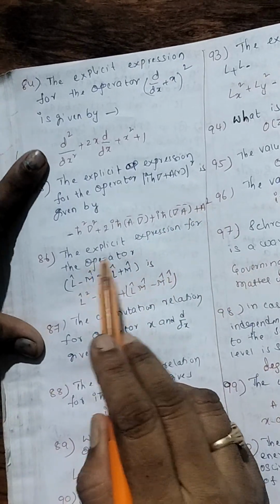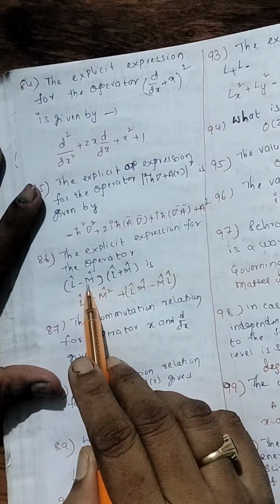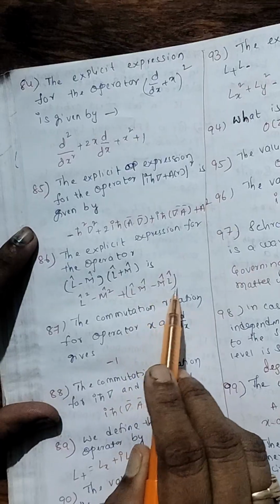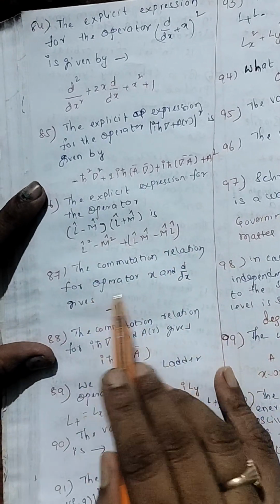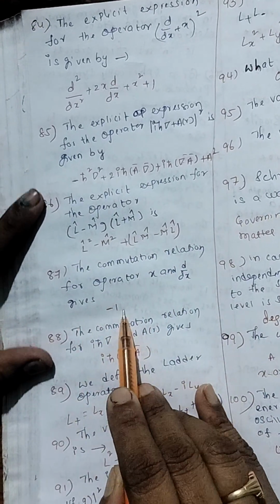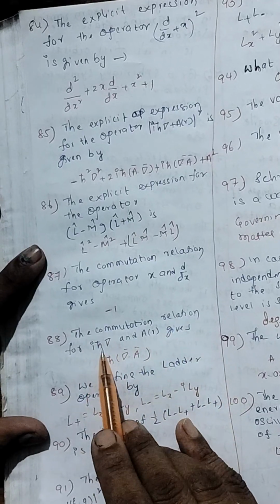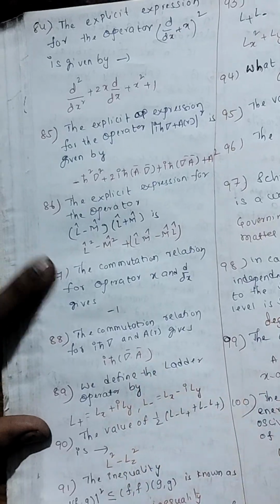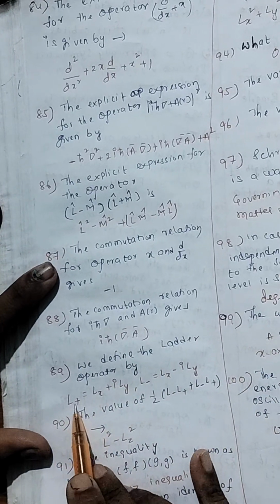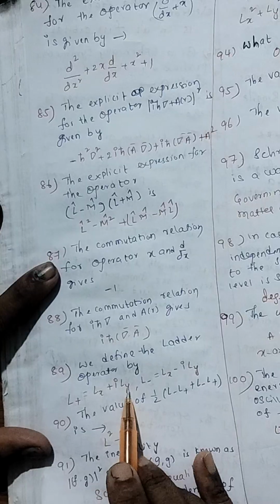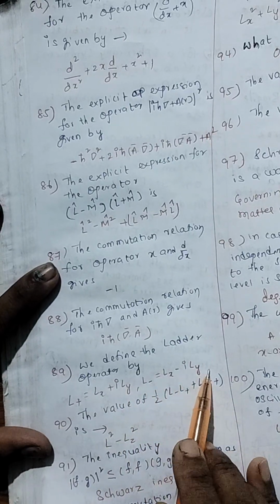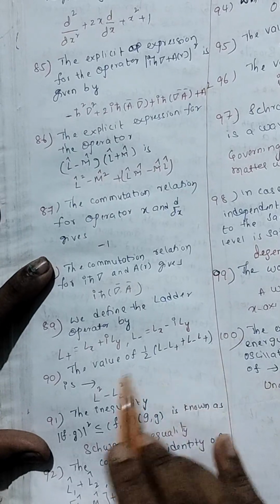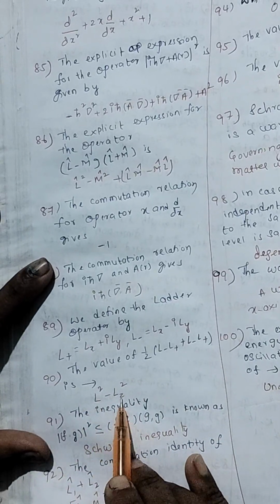A square. The explicit expression for operator L minus m L plus m is given as L square minus m square plus L m minus m L. The commutation relation for operator x and d by dx gives minus 1. The commutation relation for i h cut del and A of r gives i h cut del dot A. We define ladder operator L plus equal to Lx plus i Ly. L minus is equal to Lx minus i Ly. The value of L minus L plus is L square minus Lz square minus h cut Lz.